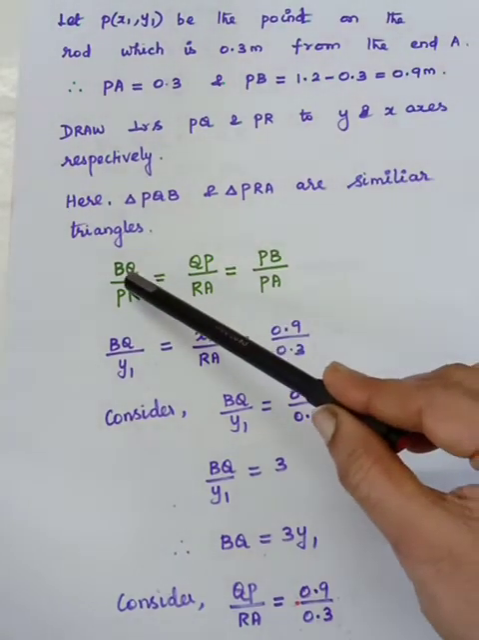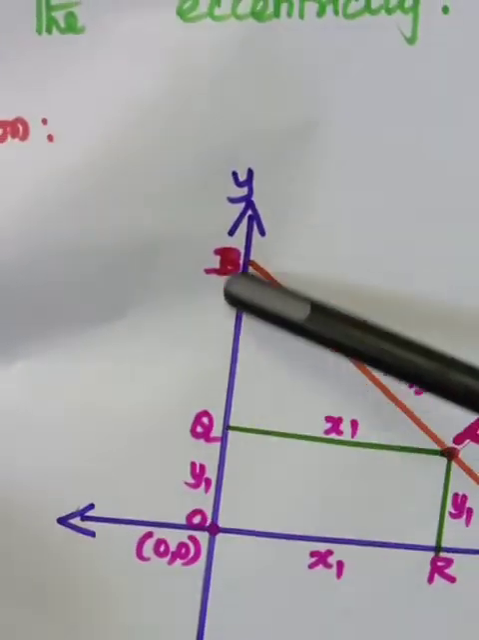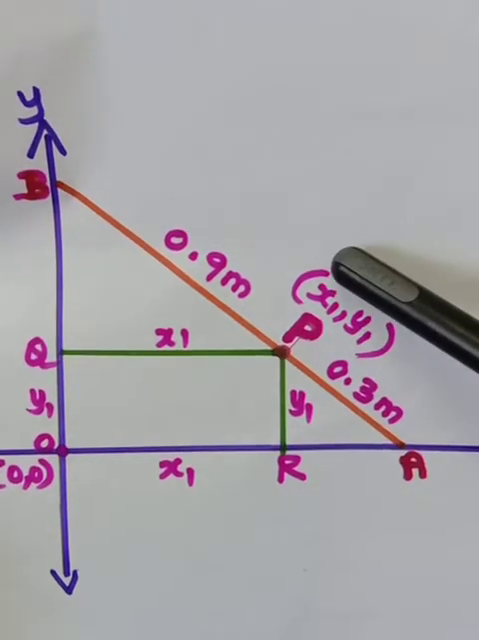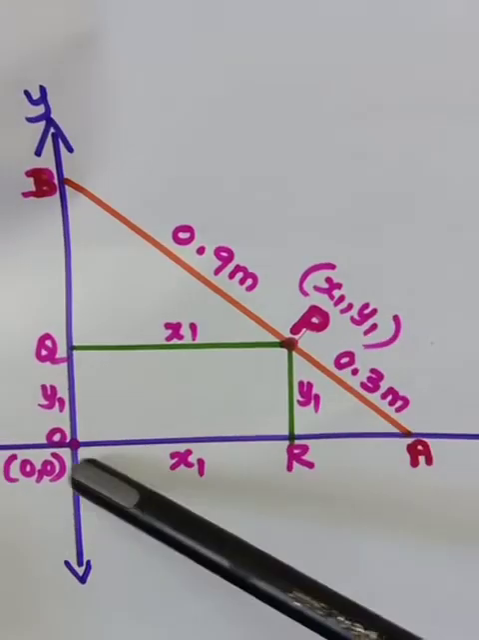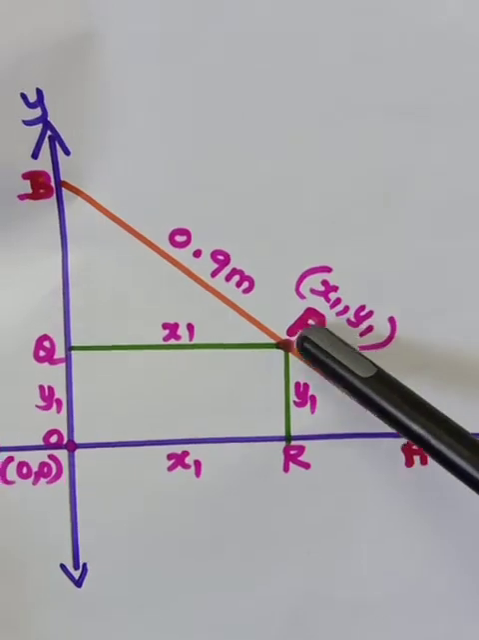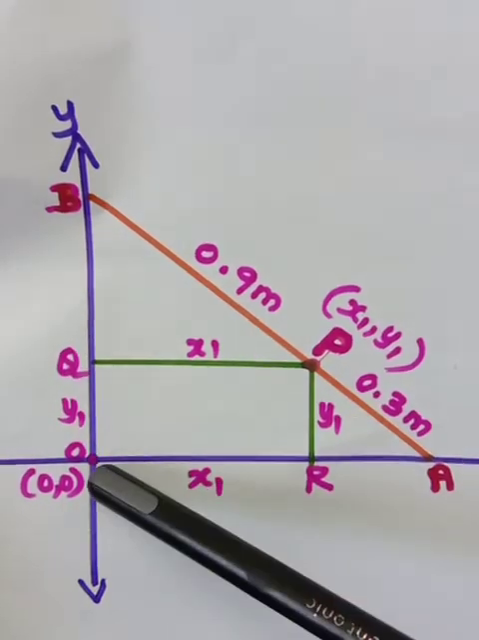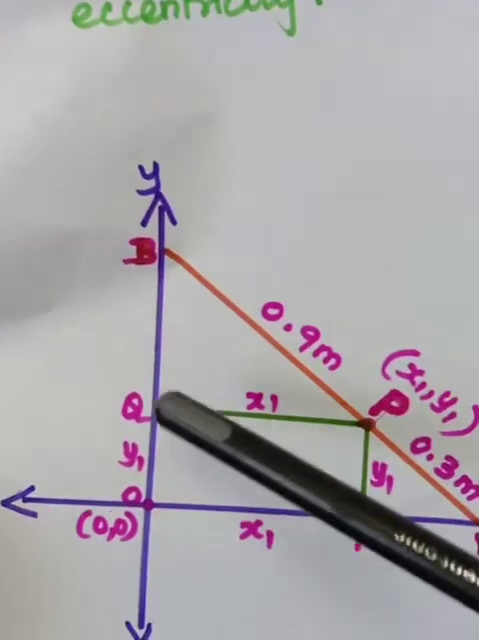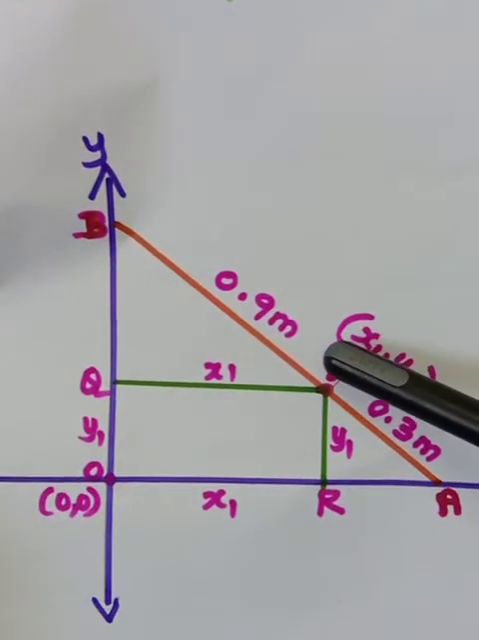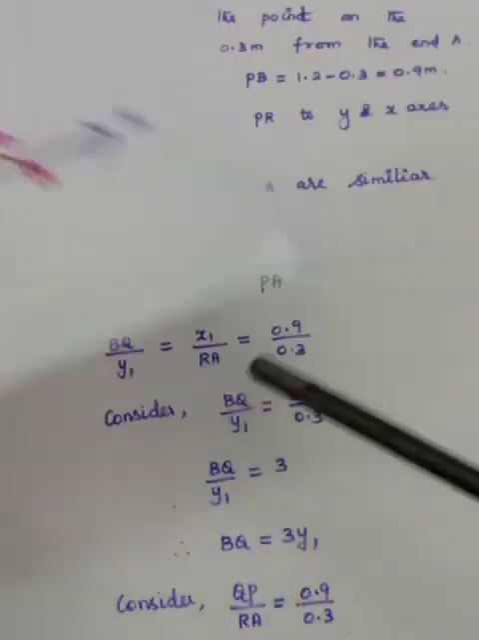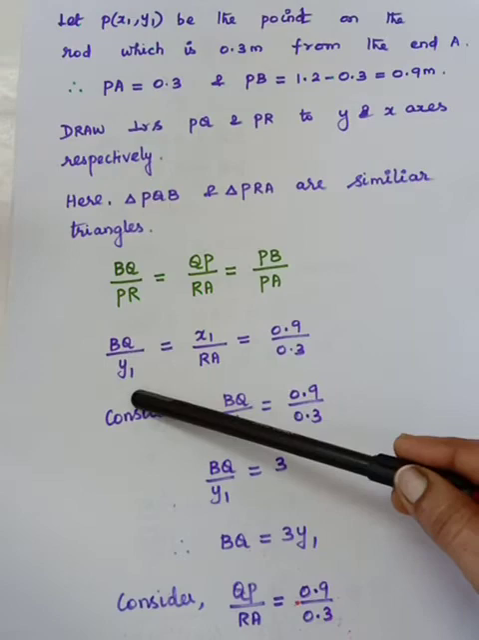Here BQ we don't know, and PR. This point P has the coordinate x1, y1. Therefore this distance is x1, and here PQ is also x1. This is y1, meaning your OQ is also y1. Now BQ by PR. In the place of PR you can substitute y1. So BQ by y1, which is equal to QP.